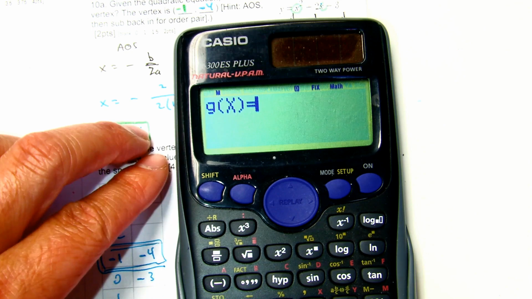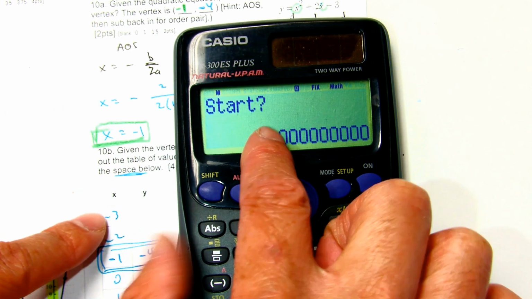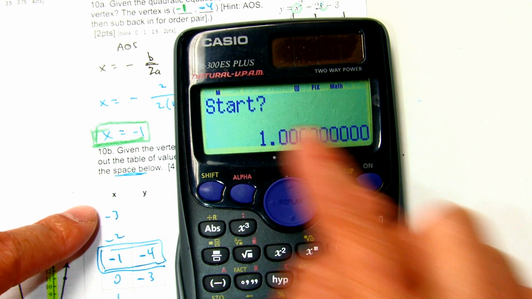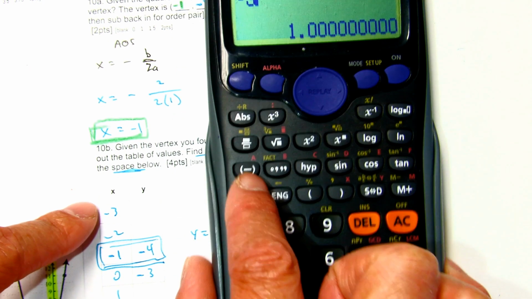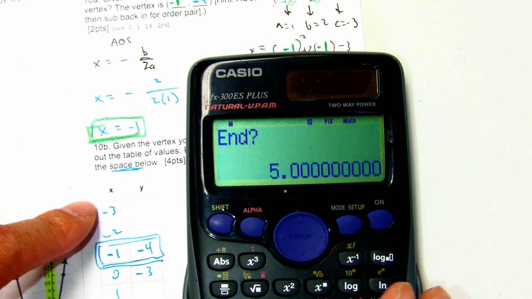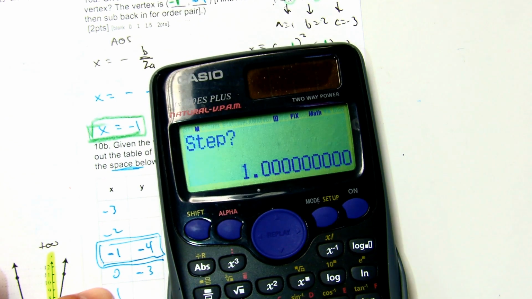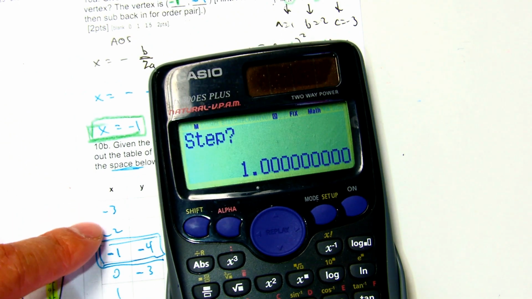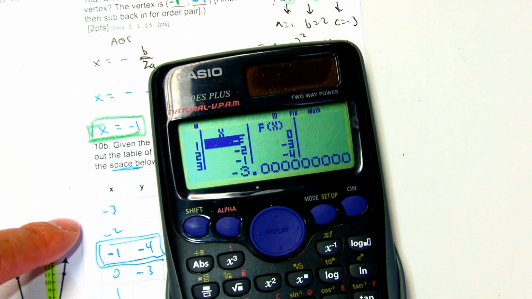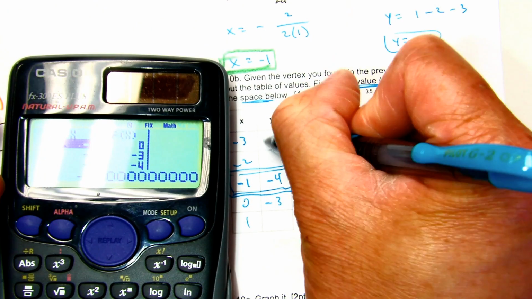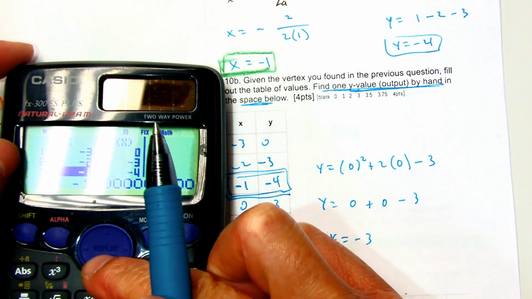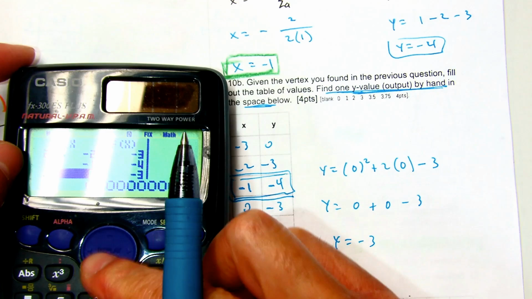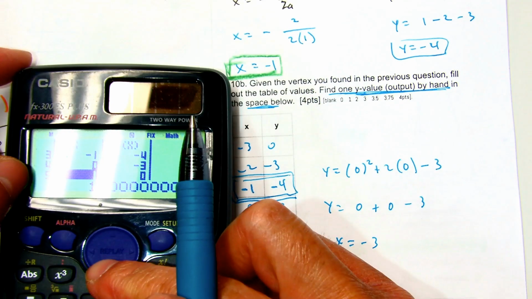Skip this, press equals. My start has to be a minimum or the lower number. So -3. Remember, negative is over here on this calculator. Enter. End at 1. Step means how are you counting over here. These are counting by 1. Enter. There is our numbers. Negative 3, 0. Negative 2, negative 3. Negative 1, negative 4. 0, negative 3, and 1, 0.